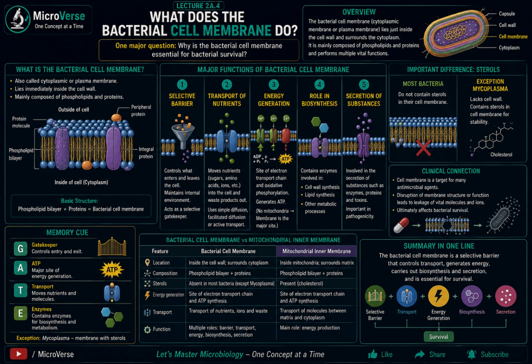So today's question was, what does the bacterial cell membrane do? It is far more than a thin boundary around the cytoplasm. The bacterial cell membrane acts as a selective barrier, controls transport, serves as a major site of energy generation, and contains enzymes involved in biosynthesis and secretion. In short, the cell wall gives the bacterium structural support, and the cell membrane keeps the bacterial cell alive and functioning. So, now that we have explored the structure surrounding the bacterial cytoplasm, let's look inside the bacterial cell.